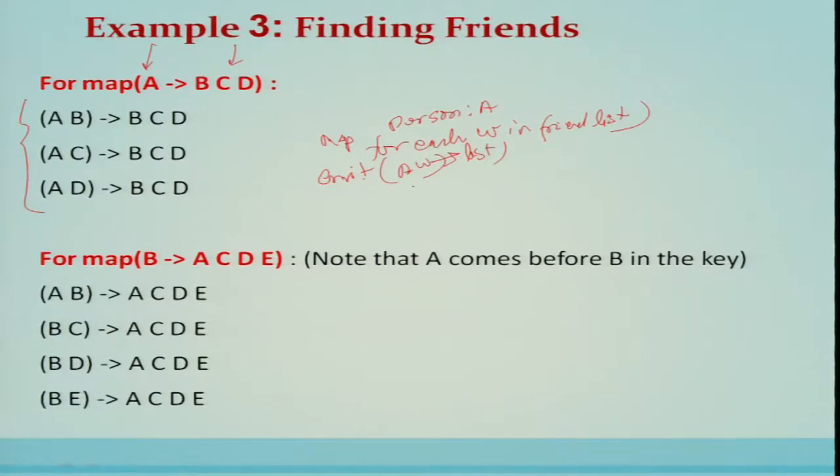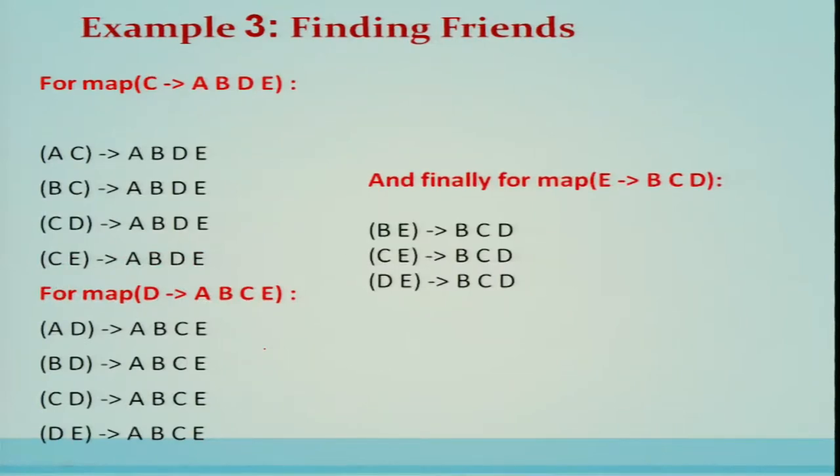So it will emit AB, BCD, then it will emit AC, then BCD, then it will emit AD, BCD. Similarly, for person B with a list ACDE, it will emit AB. So the order is to be changed here. Note that A comes before B in the key. So AB, then the same list, then BC, then the same list of persons, BD, and so on. So for all persons, this map will emit these key value pairs.